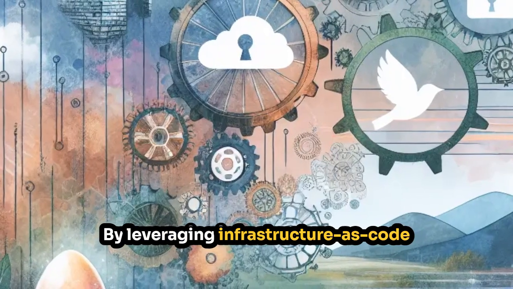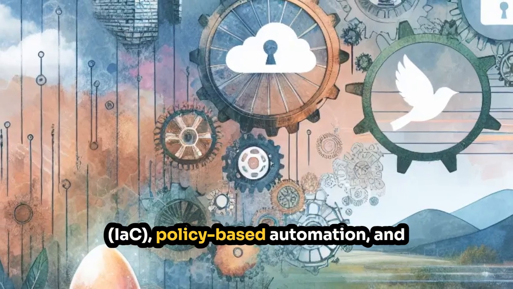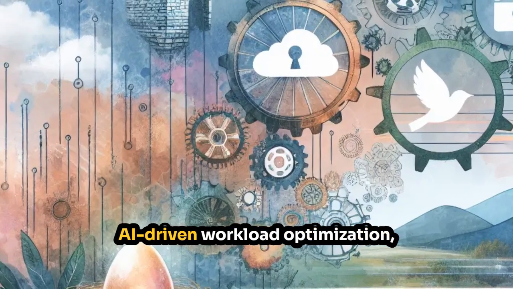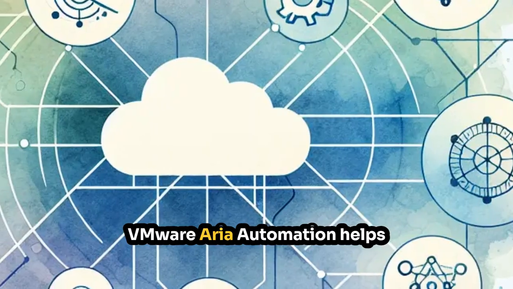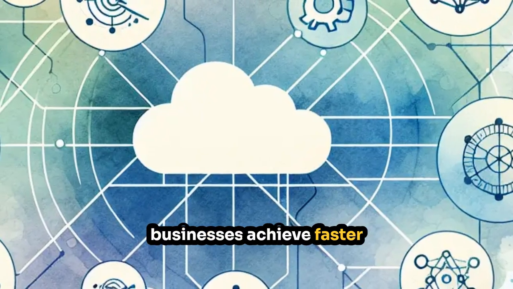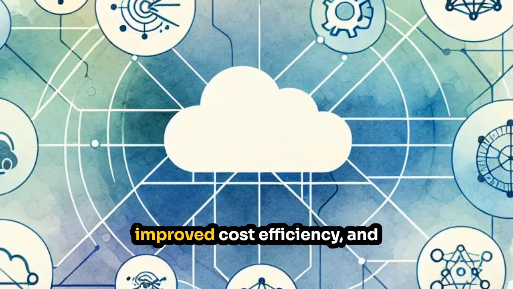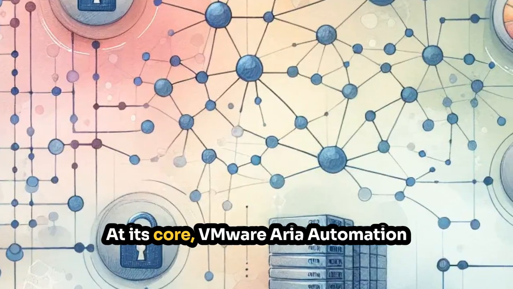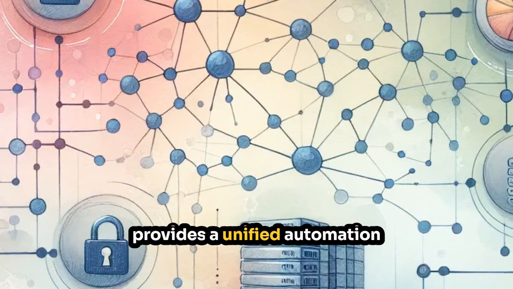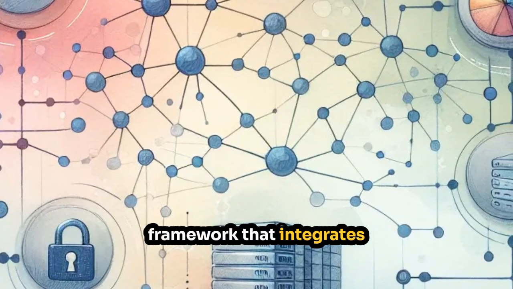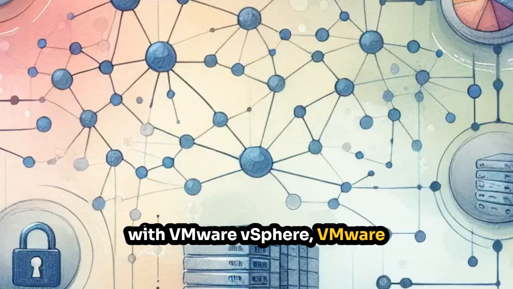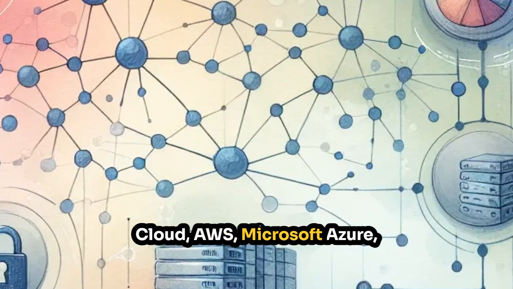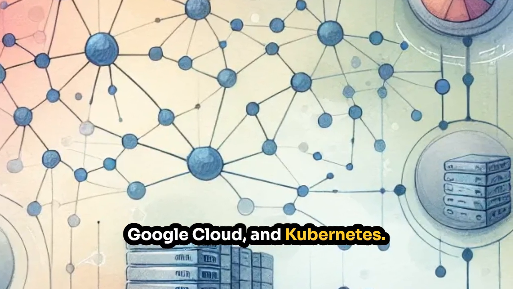By leveraging infrastructure as code, IaC, policy-based automation, and AI-driven workload optimization, VMware Aria Automation helps businesses achieve faster application deployments, improved cost efficiency, and greater security compliance. At its core, VMware Aria Automation provides a unified automation framework that integrates with VMware vSphere, VMware Cloud, AWS, Microsoft Azure, Google Cloud, and Kubernetes.